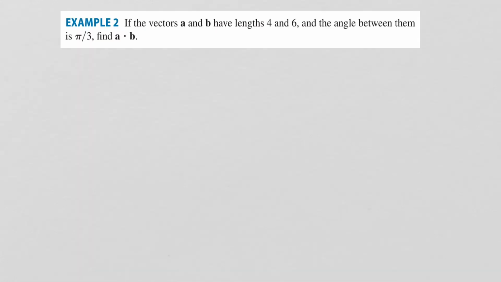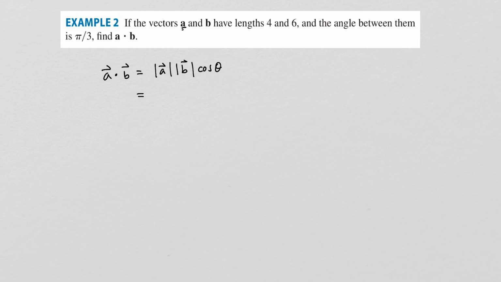As an example, if the vectors A and B have lengths 4 and 6, and the angle between them is pi over 3, find the dot product of A and B. So we know from the previous page that the dot product of A and B is equal to the magnitude of A multiplied by the magnitude of B times the cosine of the angle theta between A and B.